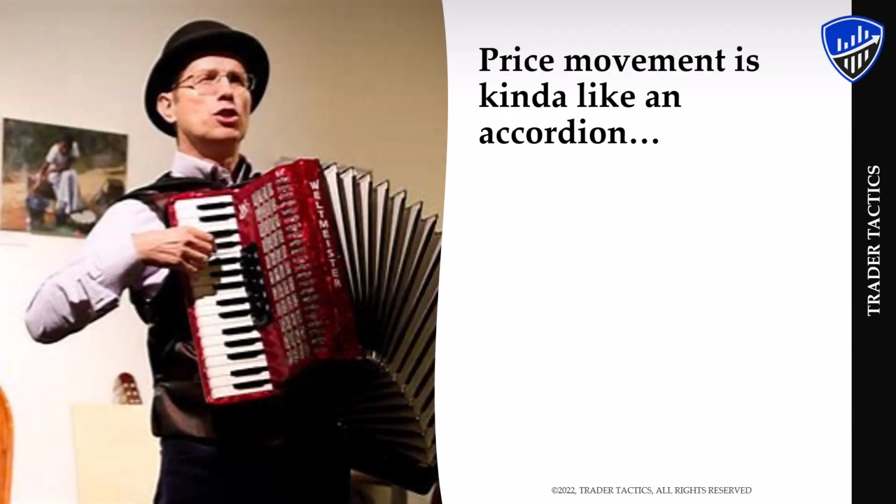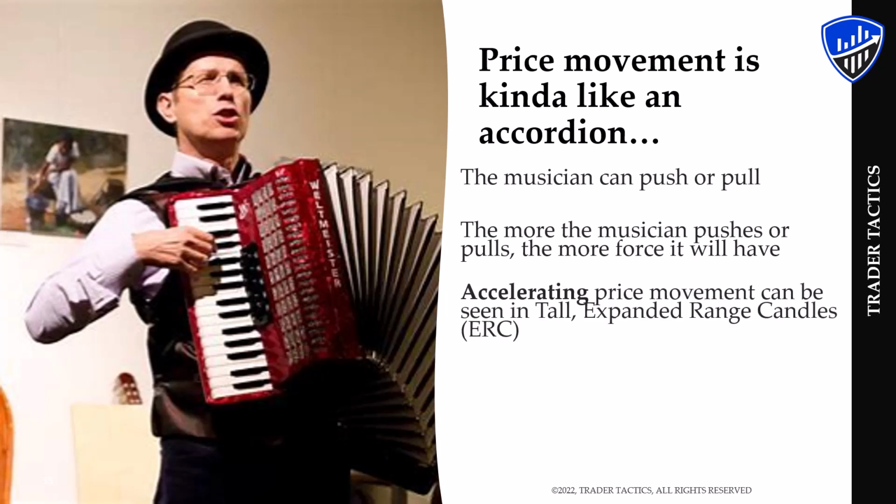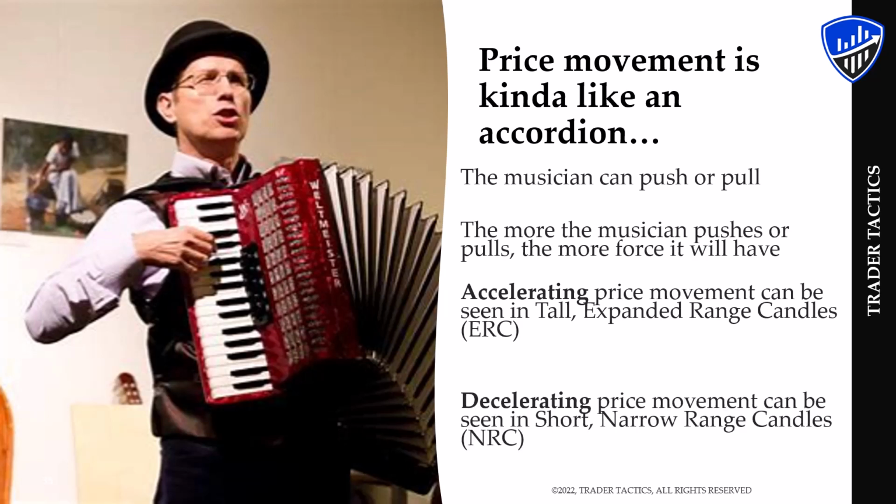So I want you to remember when we talked about price movement being kind of like an accordion, where the musician can push or pull, and that will create force behind the pushing or the pulling. It's really similar to how these candlesticks behave. So for example, accelerating price movement can be seen in these tall, expanded range candles, or ERCs as we call them. And decelerating price movement can be seen in these short or narrow range candles, smaller candles in other words. So we call those NRCs, narrow range candles.